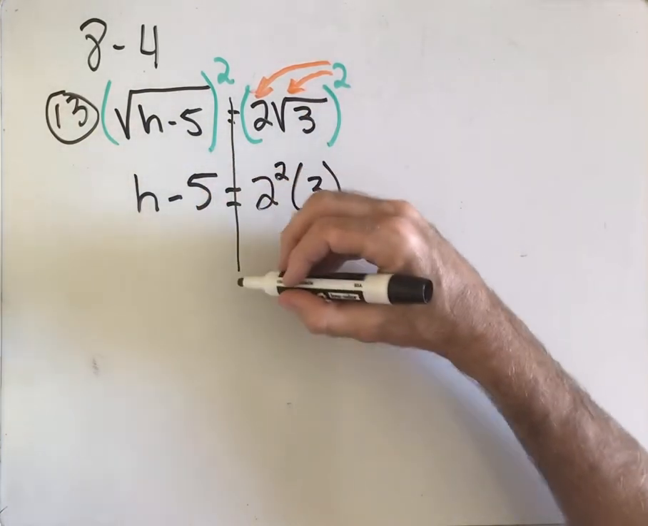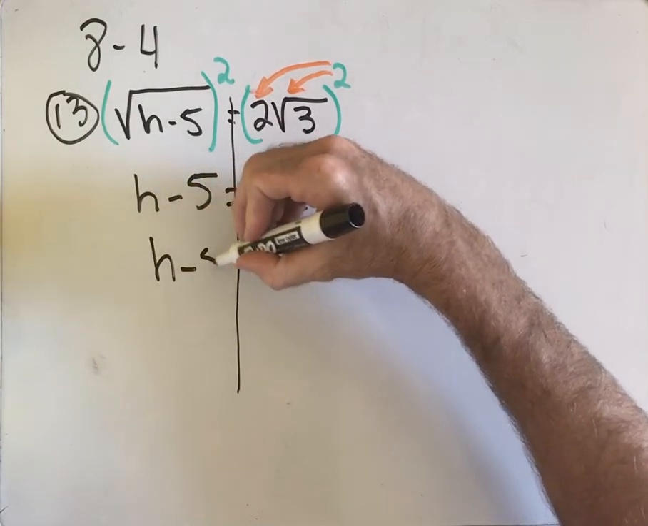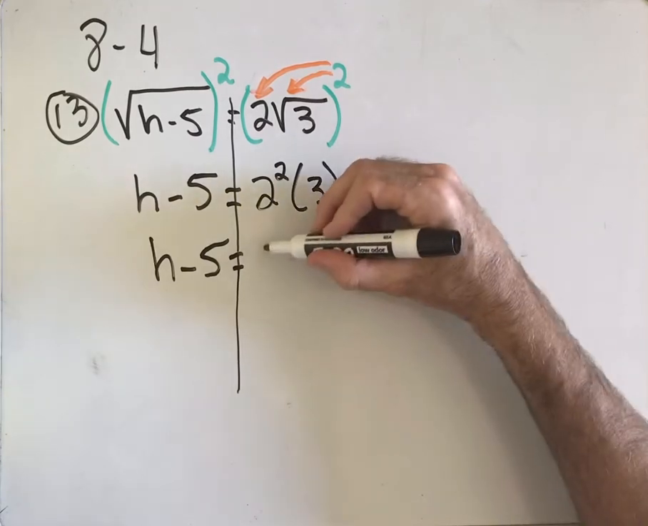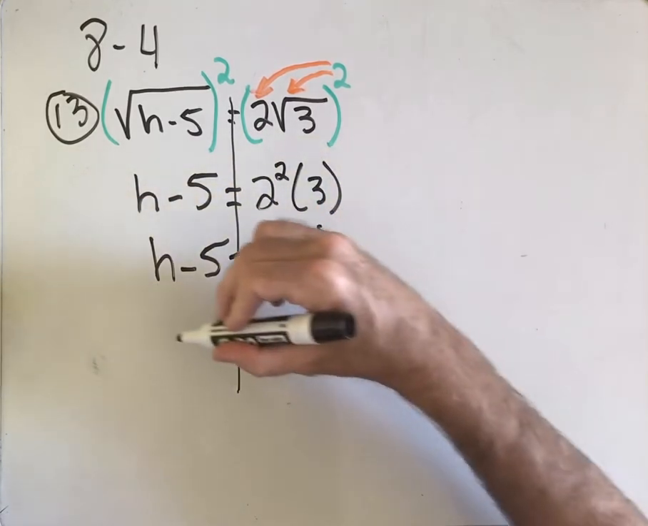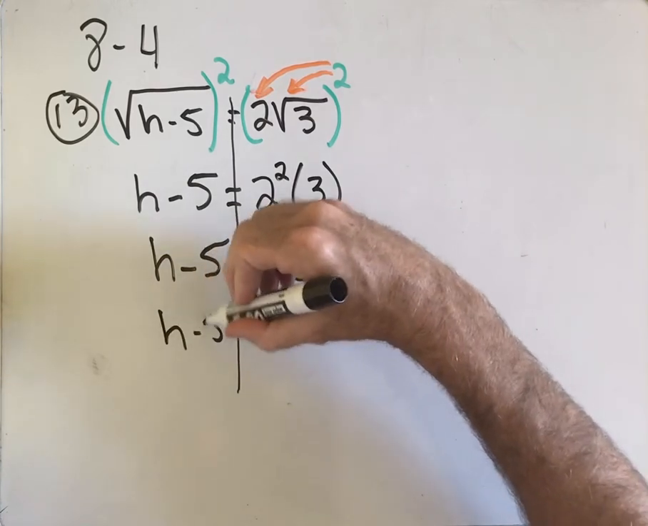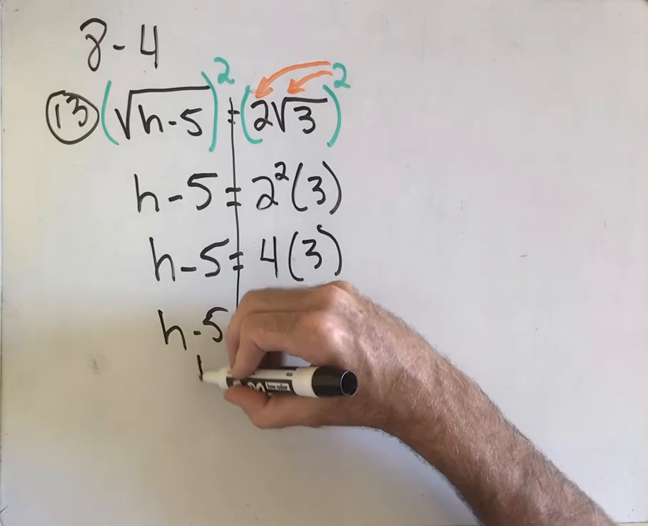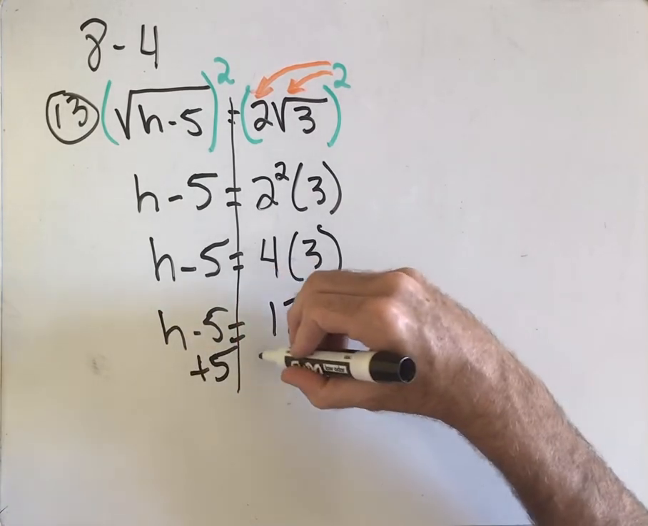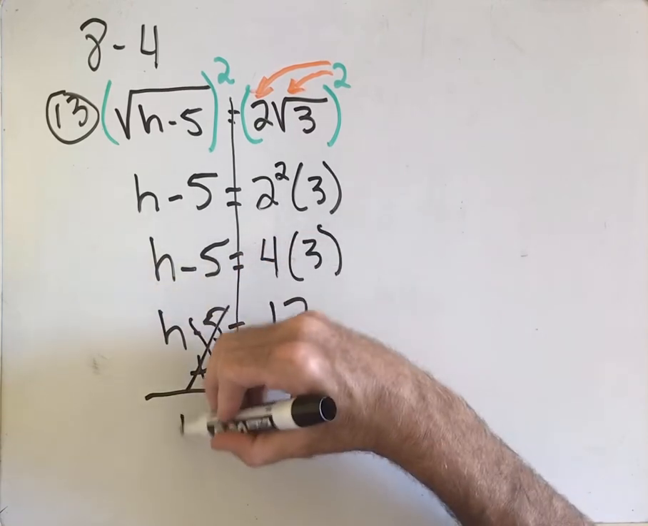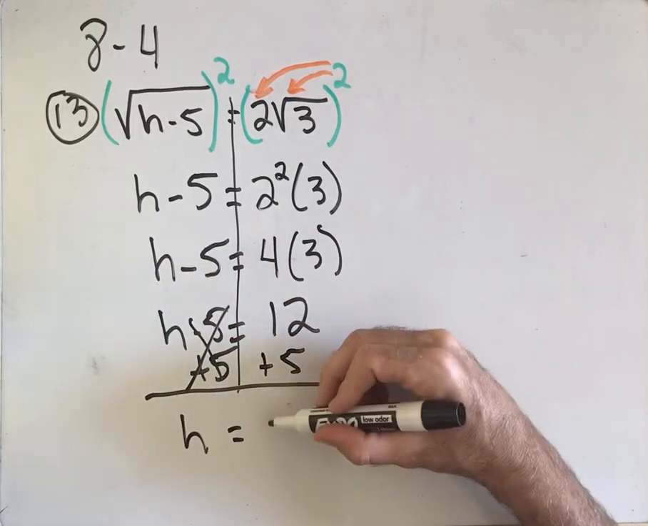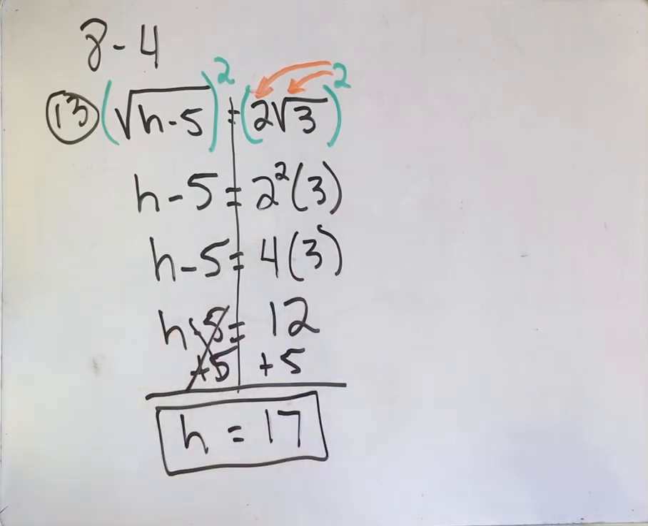So let's go ahead and evaluate that. We'll extend this down a little bit more. h minus 5 equals 2 squared, which is 4, times 3. So we've got h minus 5 equals 12. Now we've got it down to something pretty simple. We're going to add 5 to both sides. So that goes away. We're left with h equals 17. So it looks really tough, but it's pretty simple.